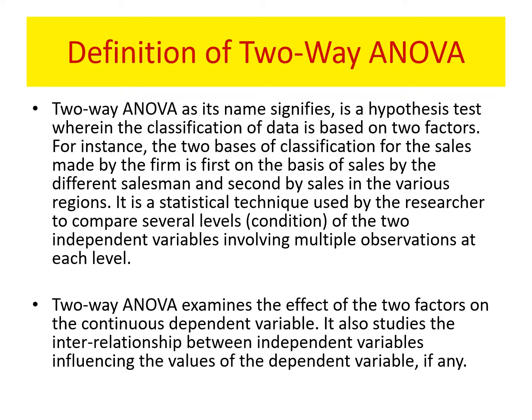Right. So here, there are two independent variables involving multiple observations at a certain level. So there are multiple observations that you need to come out. Then we have what the two-way ANOVA examines now. It examines the effect of the two factors on the continuous dependent variable. It will also study the interrelationship between independent variables influencing the values of the dependent variable, if there are.